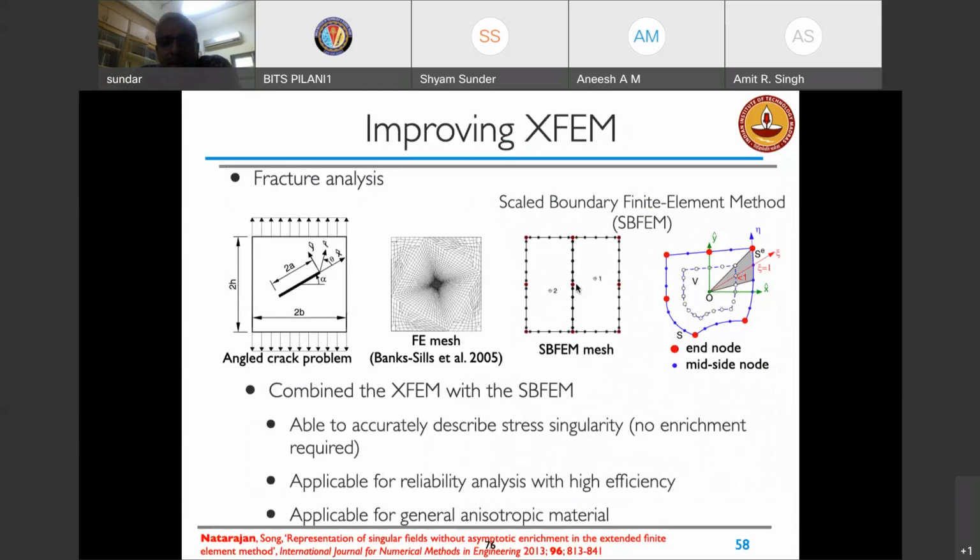So what we also did was to combine scale boundary and extreme together. The reason is scale boundary does not require the knowledge of enrichment function, but there is a local remeshing that is required. On the contrary, extreme does not require local remeshing, but requires the knowledge of enrichment function. So we thought, would it not be best if we combine both of them? So, we don't need to know the enrichment functions a priori on one side, and we don't need to remesh locally as the crack evolves.